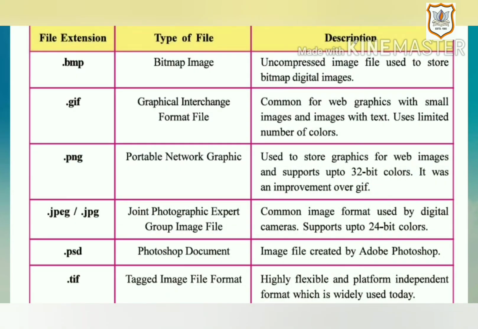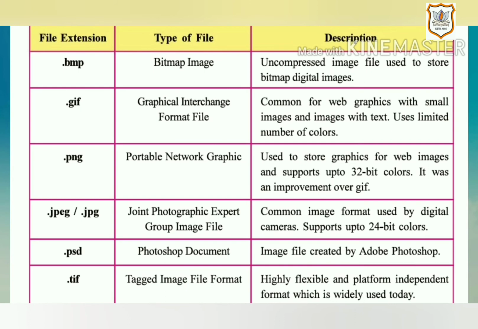First one, bitmap image, which is an uncompressed image file to store bitmap digital images. Extension of bitmap image is .bmp. Second one, graphical interchange format file, which is common for web graphics with small images and images with text. Extension of GIF file is .gif. Third one is portable network graphic, which is used to store graphics for web images and supports up to 32-bit colors. Extension of this file is .png.